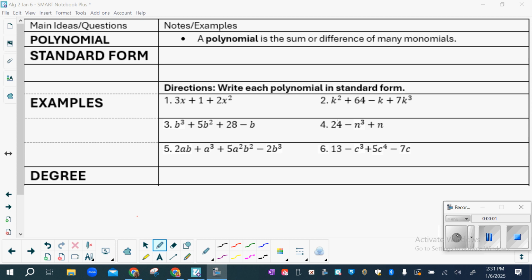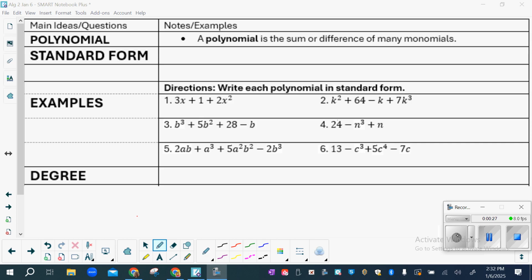Okay, so polynomials is this new unit. A polynomial is the sum or difference of many monomials. What's a monomial? One term. For example, 5x, or just 5. That would be a monomial. So a polynomial is a sum or difference of many.